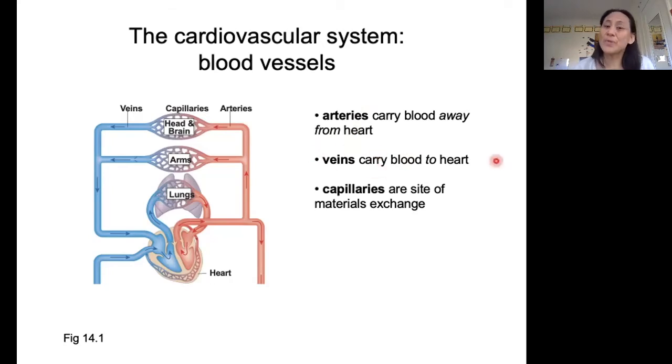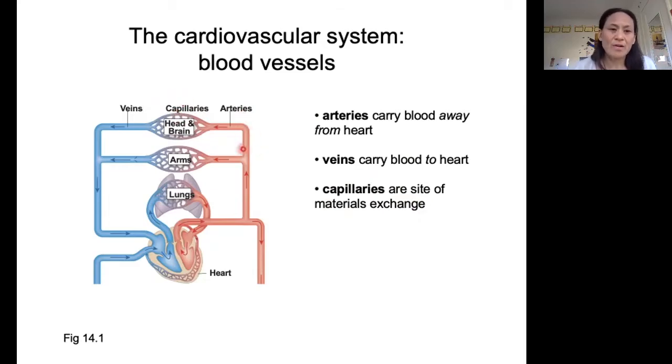Veins carry blood to the heart. Okay, so we have veins right here carrying blood to the heart. Again, that is regardless of oxygenation level, okay? And then capillaries are the site of the materials exchange. So the capillaries are where we're actually going to exchange material between the blood and the surrounding cells.